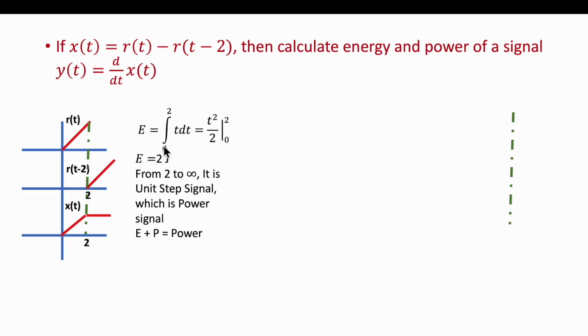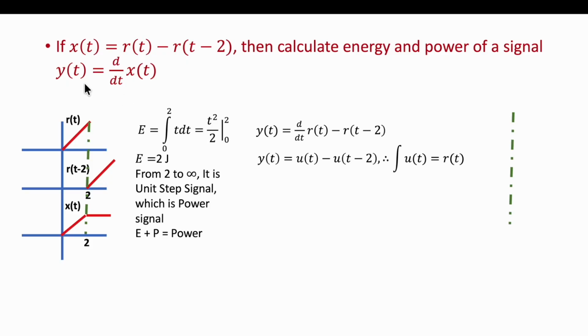The energy is from 0 to 2. From 0 to 2 it is basically a ramp signal t, whose integral of t squared is t³/3, but the signal's power is t squared by 2 with limits from 0 to 2, and if you insert the limits, you end up with the energy equal to 2 joules. But from 2 to infinity, it is a unit step signal, which is a power signal. So it is a combination of energy and power signal. If you have energy plus power signal, the solution will always be a power signal.